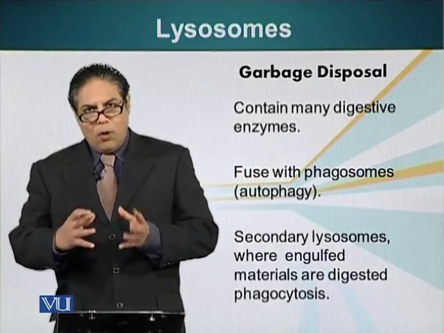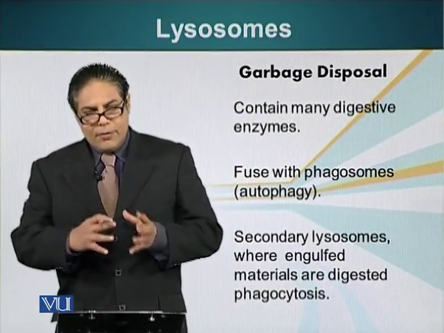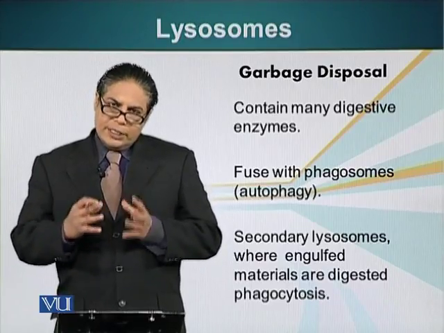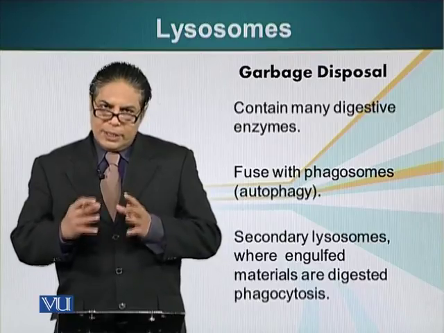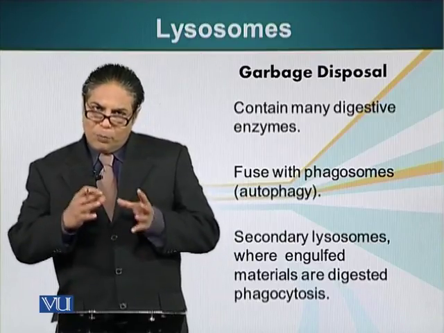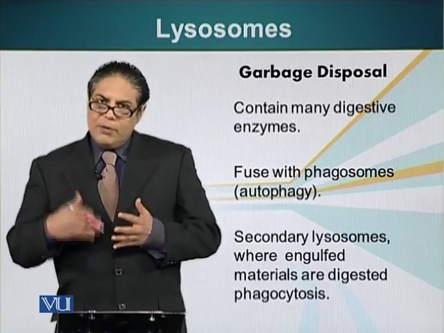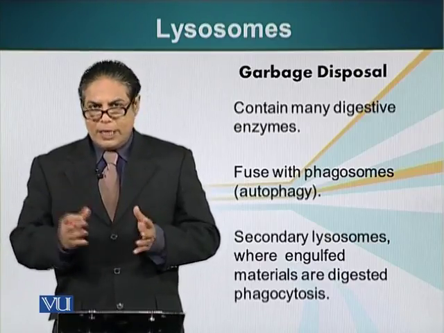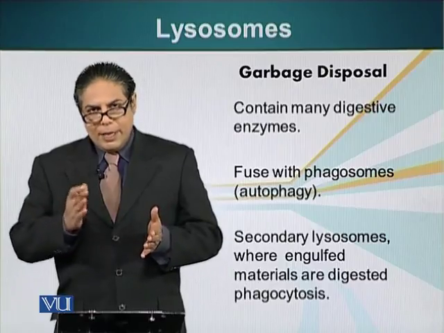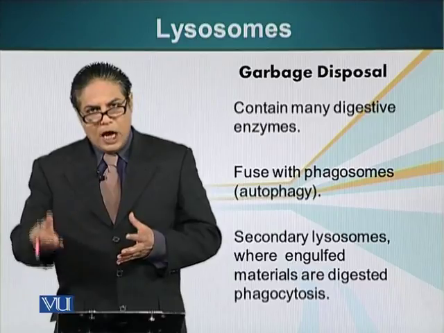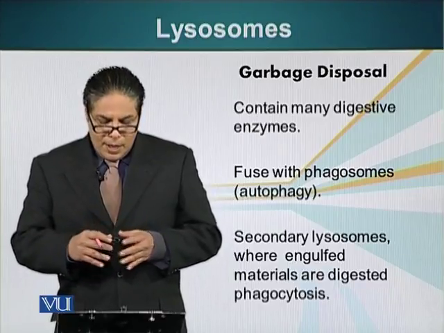Lysosomes are basically the organelles that get rid of the garbage of the cell. Lysosomes contain hydrolytic enzymes. These are the enzymes that can break polymers down into monomers, and these monomers can be recycled in the cell. For example, if it is a protein, it can be cut into smaller pieces of amino acids that can be used to build other proteins by the cell.